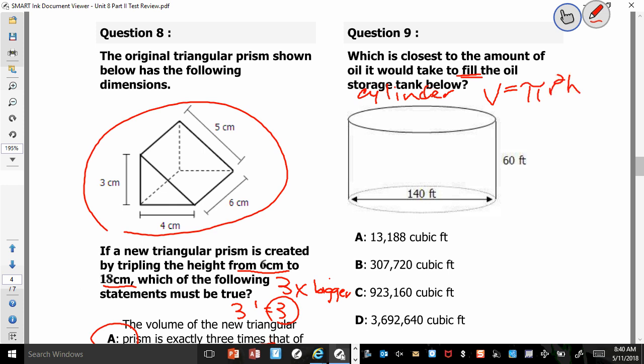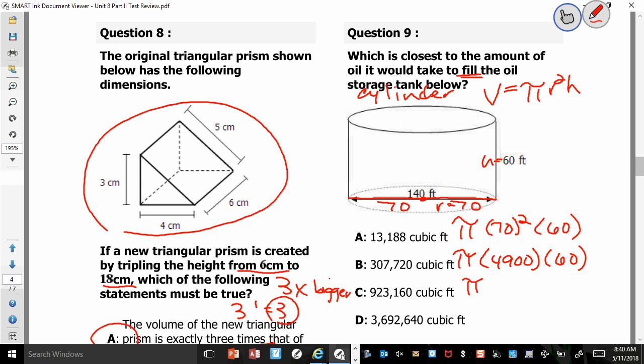Okay? Now remember, if the line goes all the way across, that's the diameter. We only want half of that. So what is it? Radius, I mean? 70, right? And this is the height, h. R equals 70, height there. So we're going to plug it in: pi times 70 squared times 60. So in your calculator, 70 squared, which should be what, 4,900? Times 60?